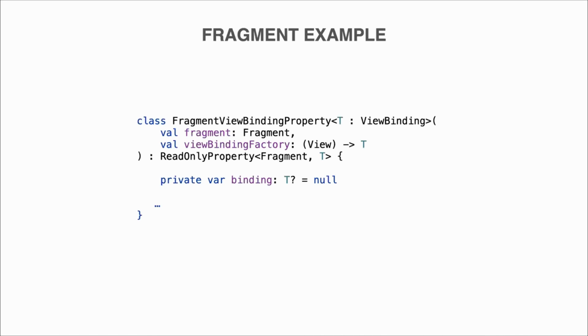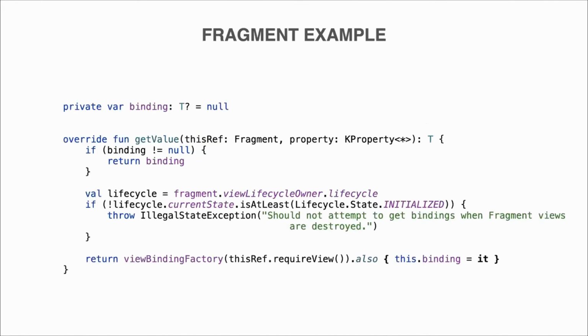In this one, I'm using the fragment as the host, and the output should be a ViewBinding. ViewBinding is a generic type because each fragment has its own ViewBinding. And this is the first part. This is just the class definition and a binding variable that is initially null. The second part is getValue, which runs when I try to access the binding.